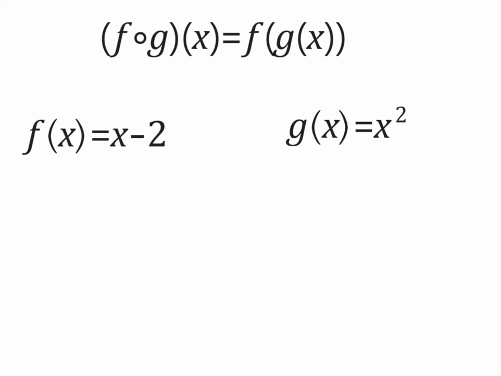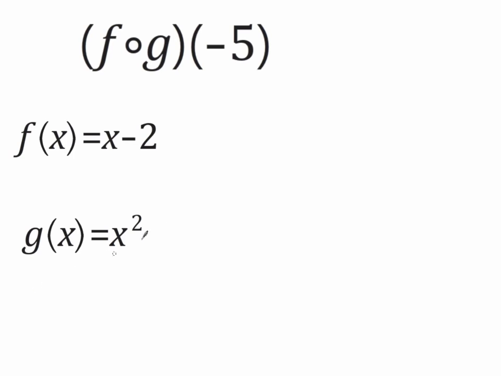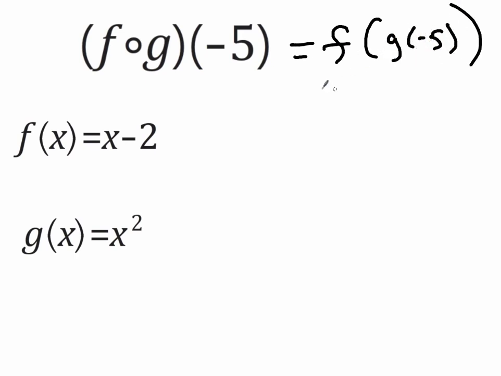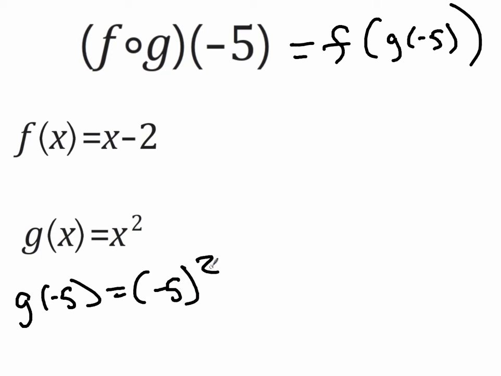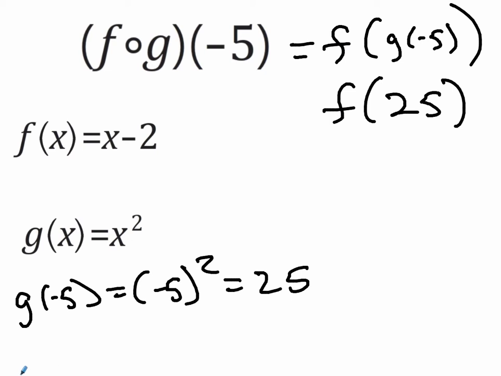Alright, let's do another example. Let's do f of g of negative 5. Well, when you just have a number, you can just plug in -5 and evaluate it. So let's do that. g of -5 is equal to -5 squared. You take the input and you square it, which is 25. So now I'm going to replace g of -5 with 25.